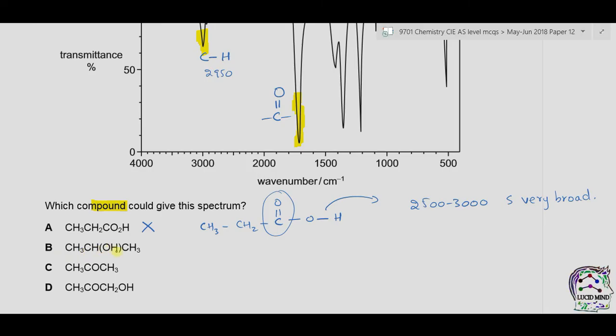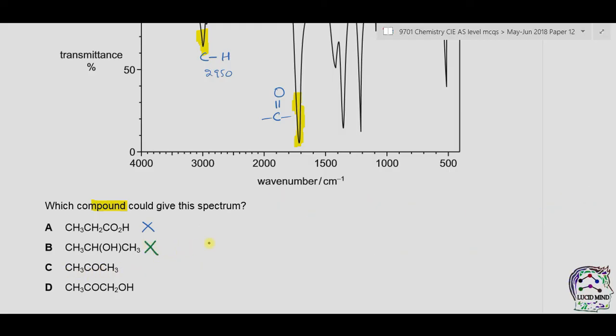B is alcohol. We have CH3, CH, OH, CH3. So we have a secondary alcohol, and in alcohol OH is present. Now the peak because of OH is around 3200 to 3600, and it is also a sharp peak. As we can see that the peak is absent around 3200 to 3600, therefore it is also not alcohol.